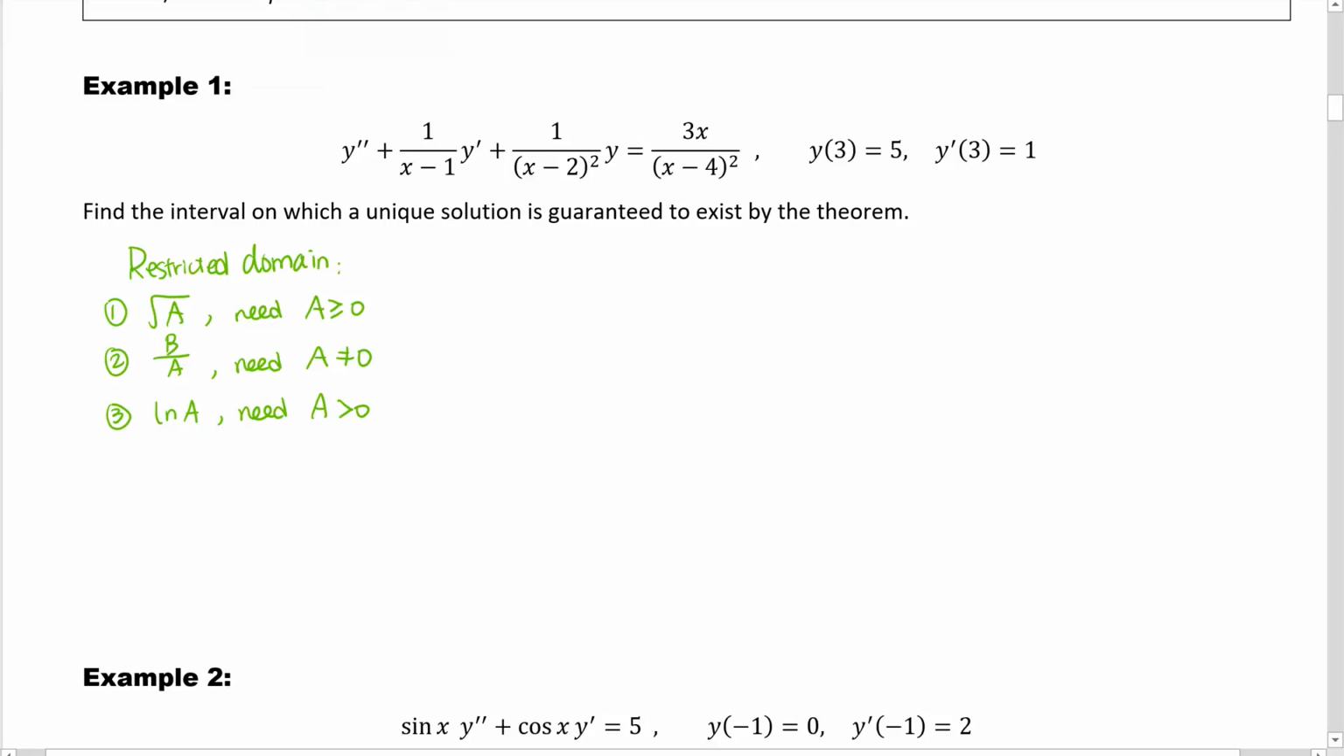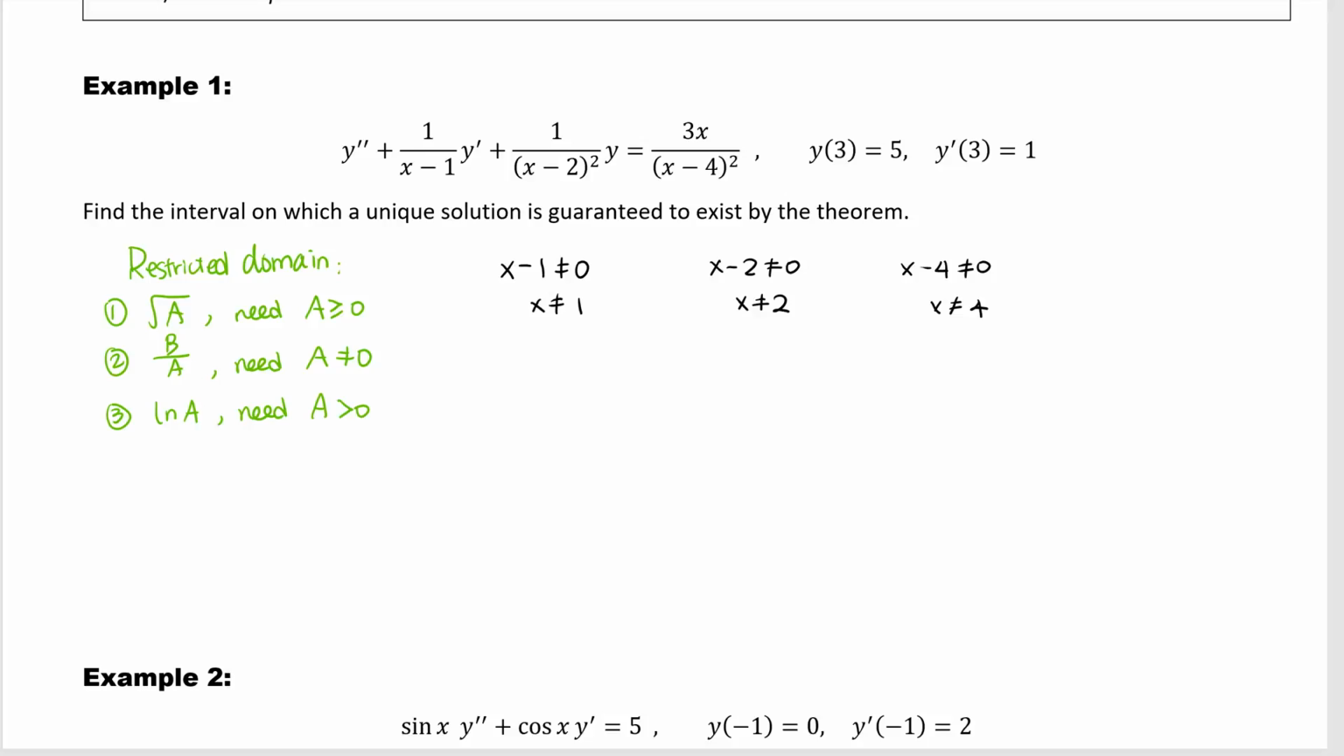Do we have square roots? No, but we have fractions. So the first coefficient, we need the denominator not equal to 0, so x not equal to 1. The second one, we need the denominator not equal to 0, so x not equal to 2. The third one, we need the denominator not equal to 0, and so x not equal to 4. Question, do we care about the numerators? No. If you want to find the x values where the functions are continuous, you don't need to look at the numerator, you only need to look at the denominator.